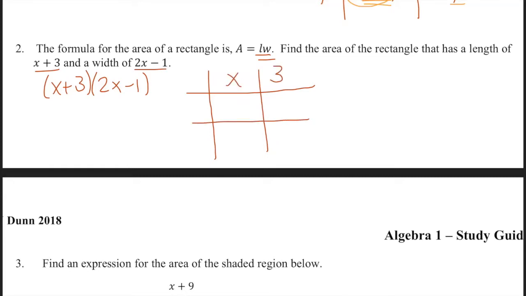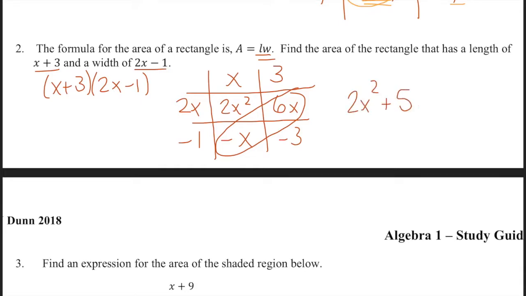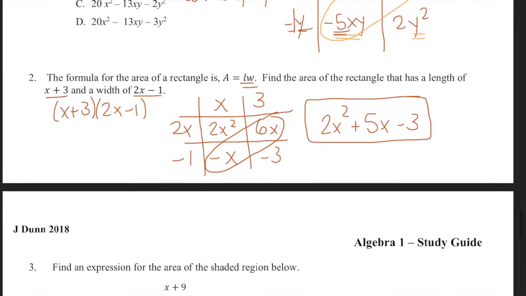So x plus 3, 2x minus 1. 2x times x is 2x squared. 2x times 3 is 6x. X times negative 1 is negative x, and negative 1 times 3 is negative 3. Here are your like terms. So you have 2x squared plus 5x minus 3. And this is your answer.